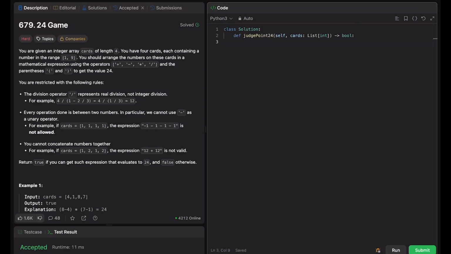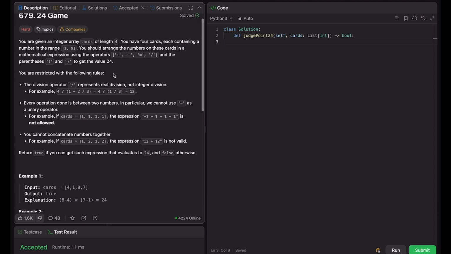Today we are going to solve August day 18th challenge, 24 game. So basically we'll be getting an integer array cards of length 4, and you have 4 cards, each containing a number in the range 1 to 9. We should arrange the numbers on these cards in a mathematical expression using the operators plus, minus, multiplication and division, and parentheses to get the value 24.